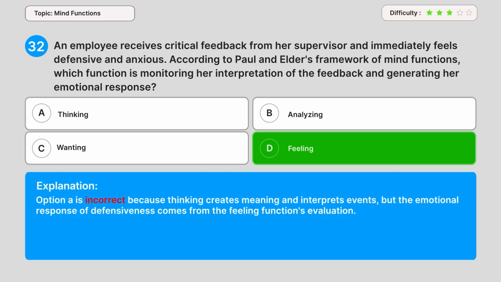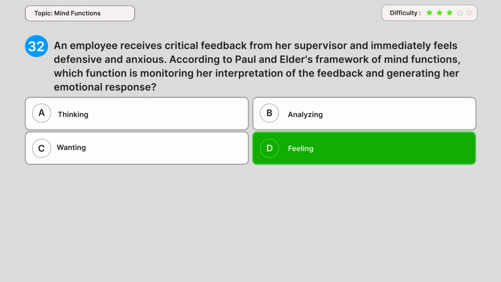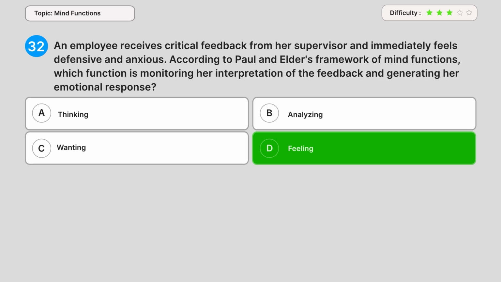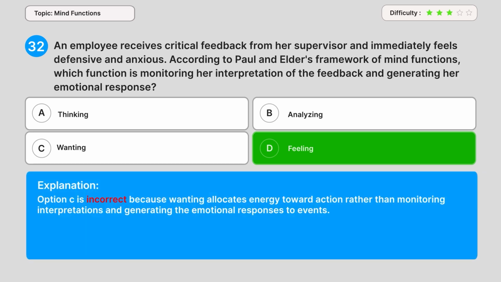Option A is incorrect because thinking creates meaning and interprets events, but the emotional response of defensiveness comes from the feeling function's evaluation. Option B is incorrect because analyzing is part of the thinking function rather than a separate function that Paul and Elder identify in their framework. Option C is incorrect because wanting allocates energy toward action, rather than monitoring interpretations and generating the emotional responses to events.